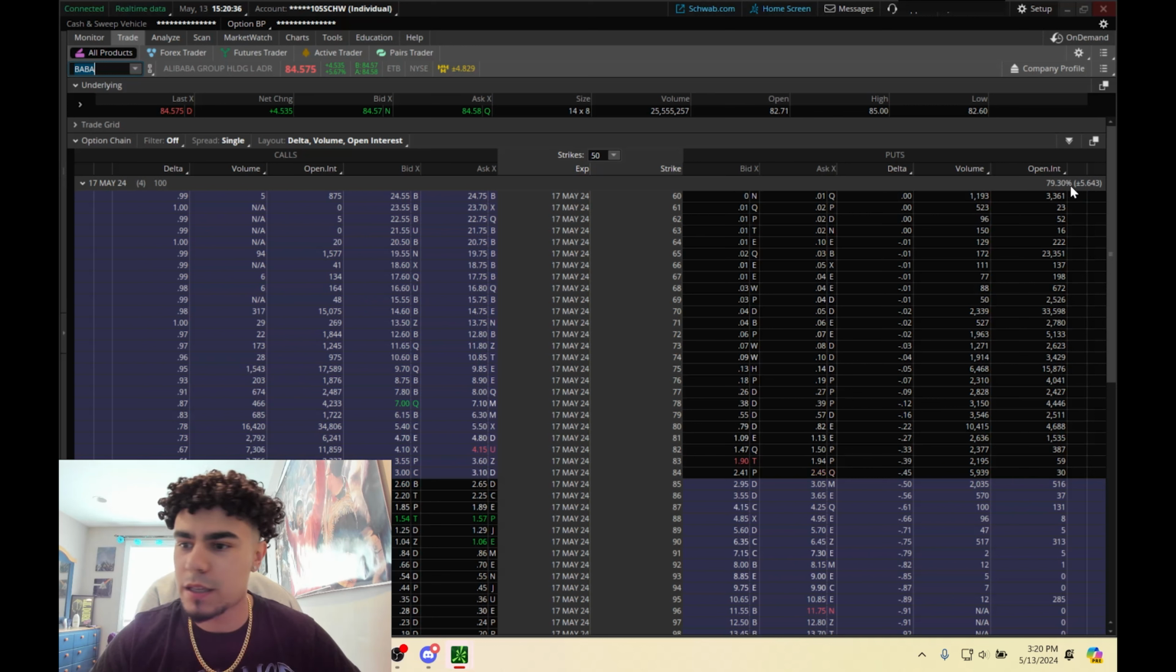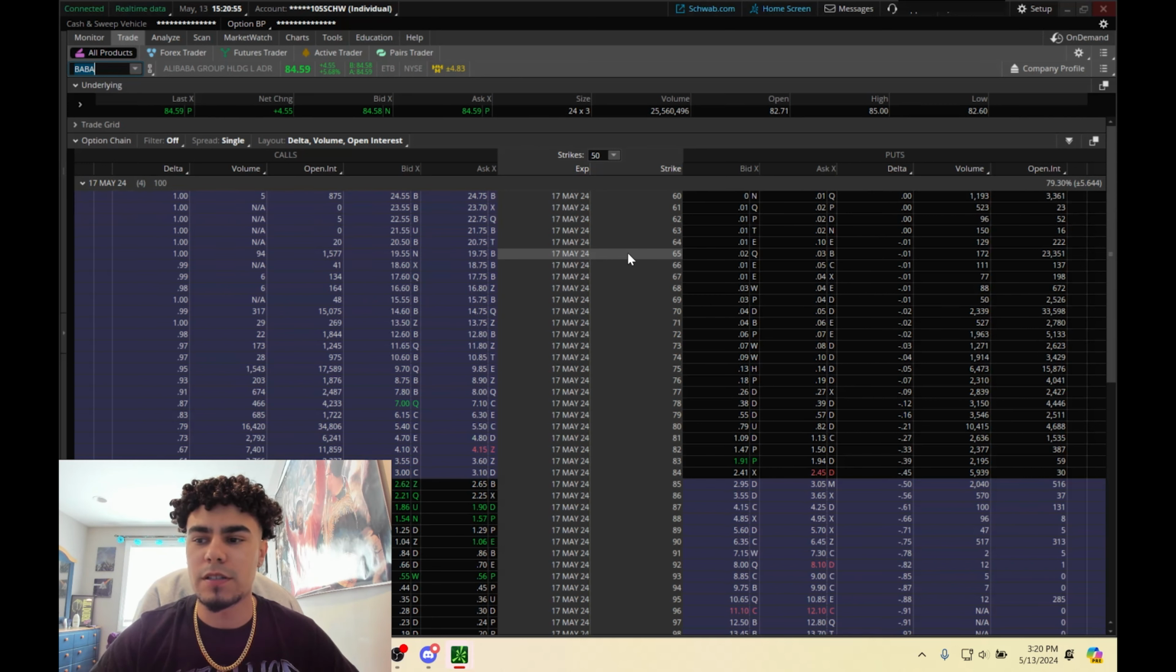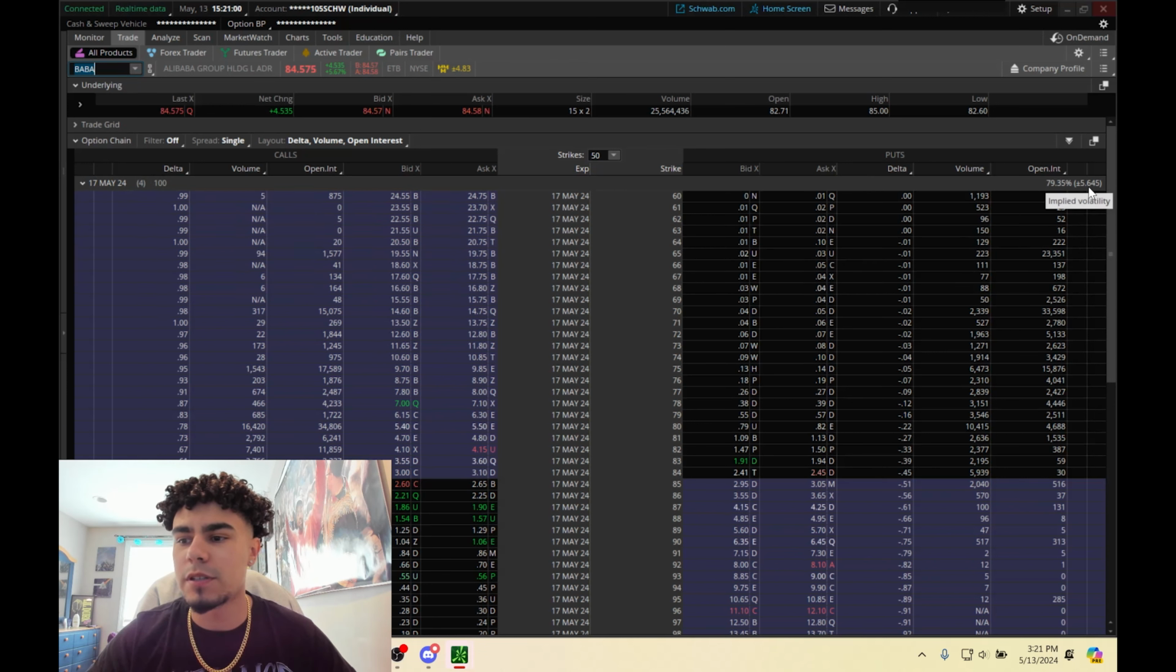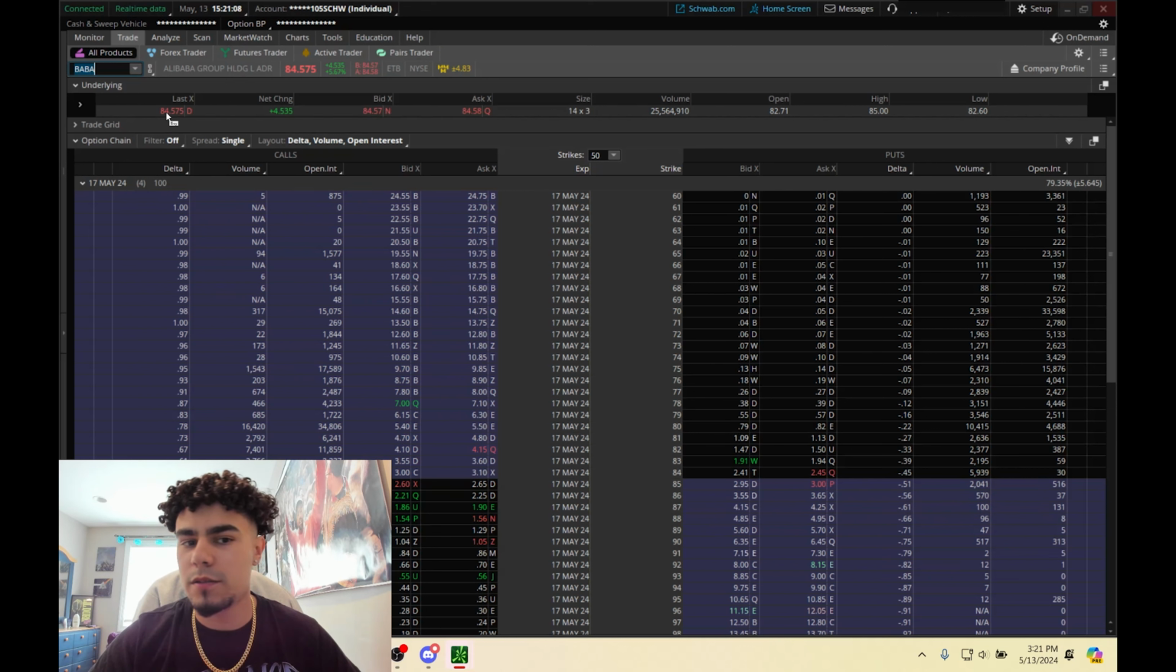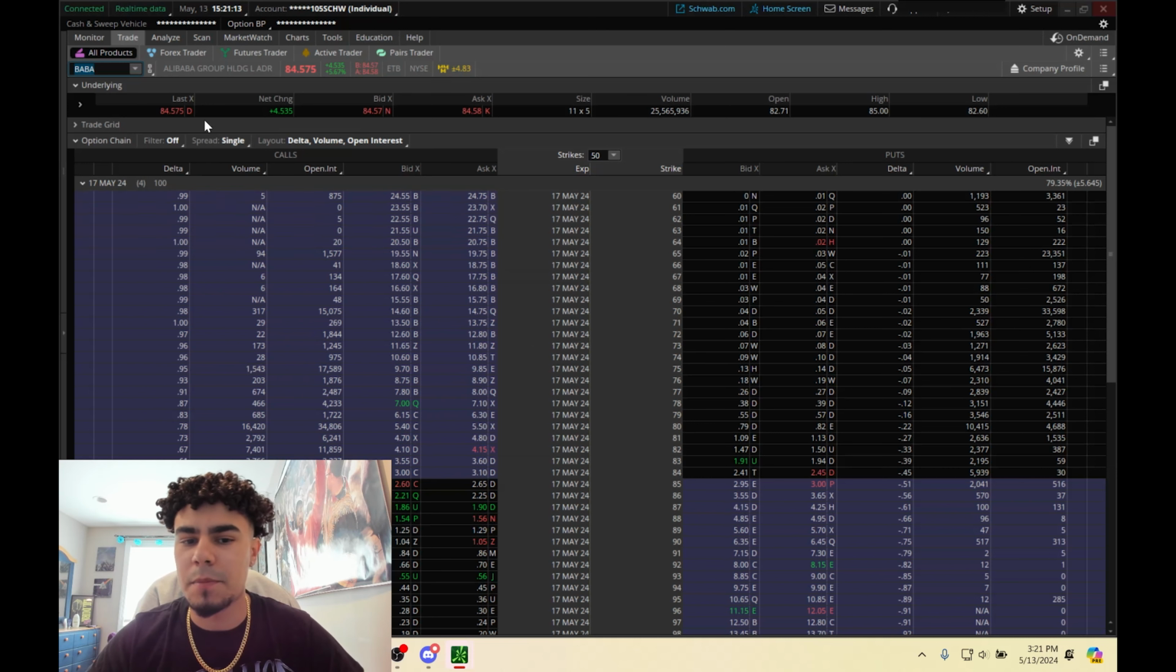Right now they're pricing in about a $5.50 move by the time earnings is over and done with and this expiration hits. When you're looking at implied volatility, this plus or minus is telling you what's priced in for the stock to be trading at by this expiration date. Since they're pricing in about a $5.60 move by May 17th, they're expecting this stock to go up $5.60 or down $5.60 by the time this hits.